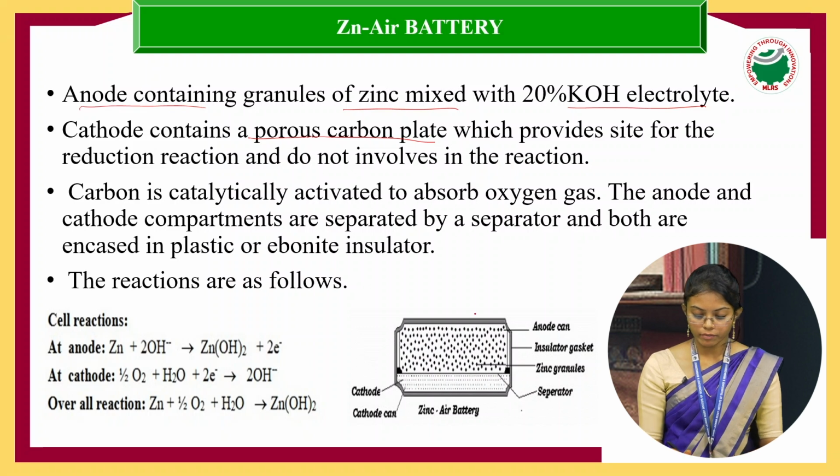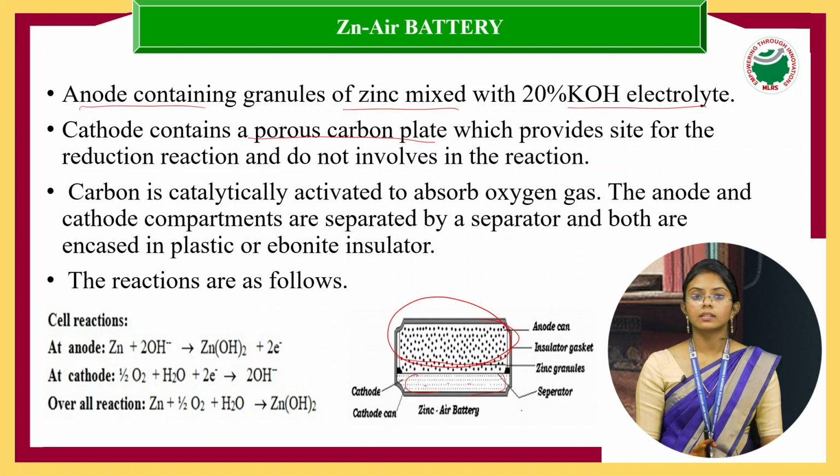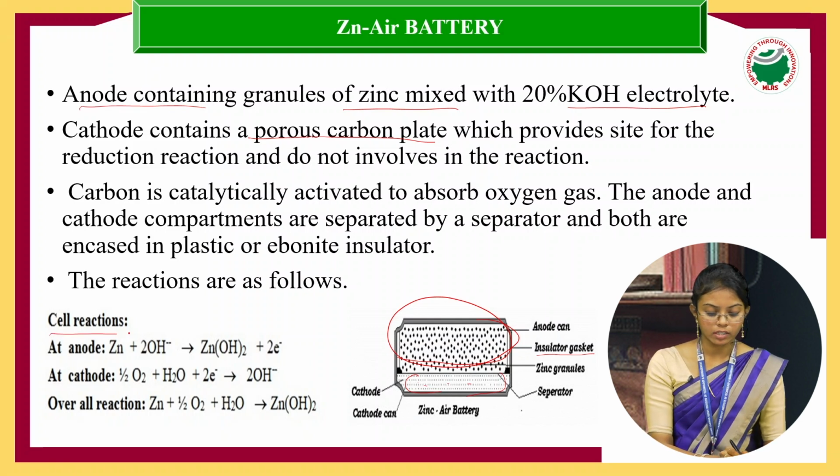If you see the diagram, the down part is nothing but your cathode, a porous carbon plate, and the above part is zinc granules. This anode and cathode are encapsulated in the insulator gasket. It will allow only the passage of oxygen and it will prevent the passage of moisture to the cell.